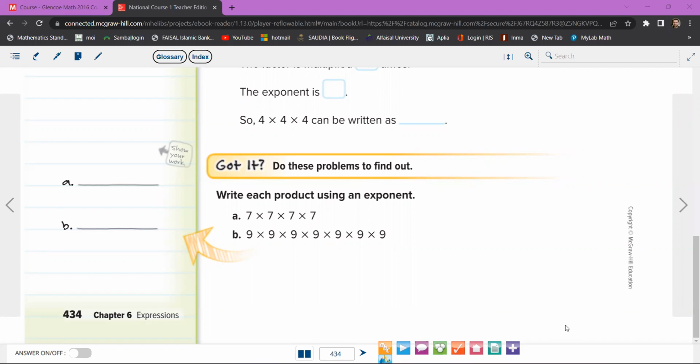Write each product using an exponent. 7 times 7 times 7 times 7 can be written as 7 to the power of 4. 9 times 9 times 9 times 9 times 9 times 9 times 9. So it's repeated 1, 2, 3, 4, 5, 6, 7 times. So this is 9 to the power of 7.